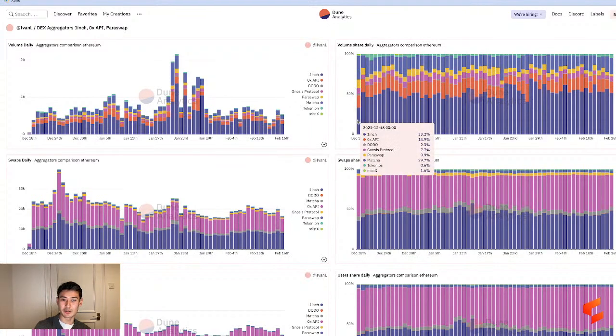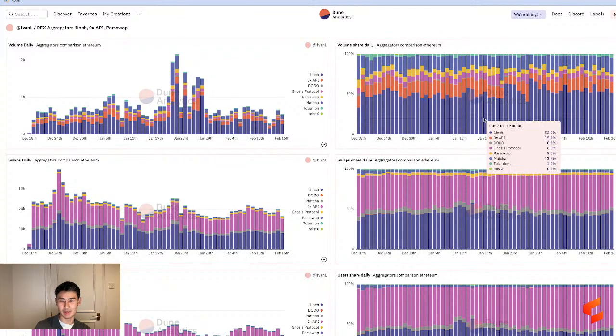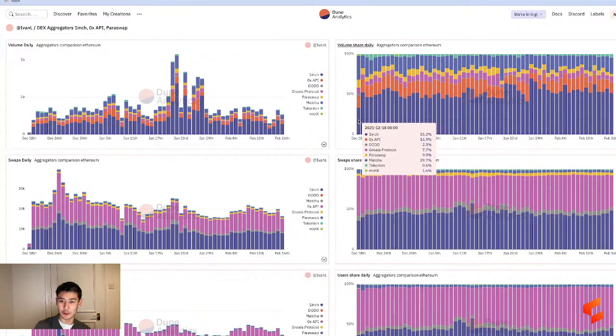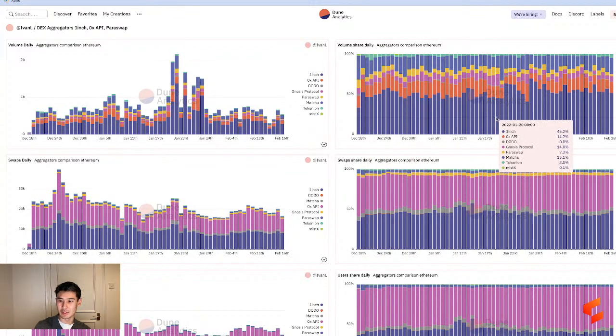So the percentage of volume through DEX aggregators, what percentage do they have? And so what we can see here is that 1inch dominates on volume percentage. Most days it's over 50% of the share. We can see 69.5%, 62%. It's definitely the leader when it comes to volume.